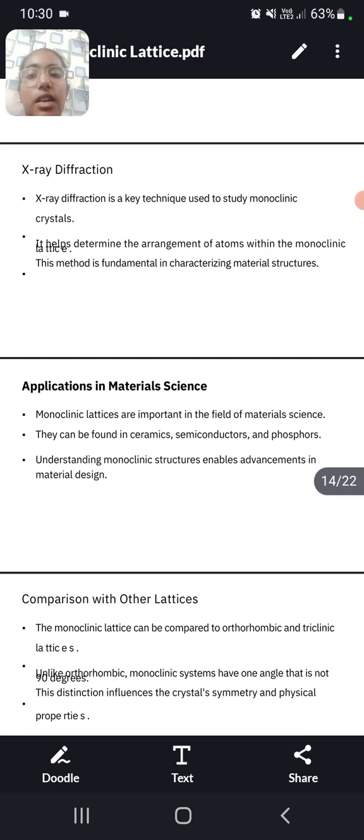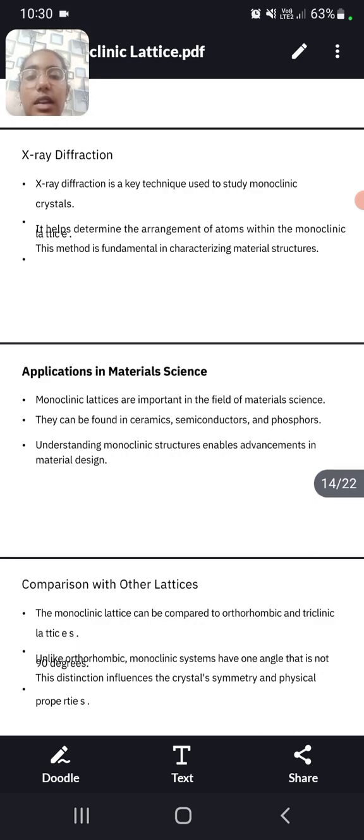Next is X-ray diffraction. X-ray diffraction is a key technique used to study monoclinic crystals. It helps determine the arrangement of atoms within the monoclinic lattice. This method is fundamental in characterizing material structures.